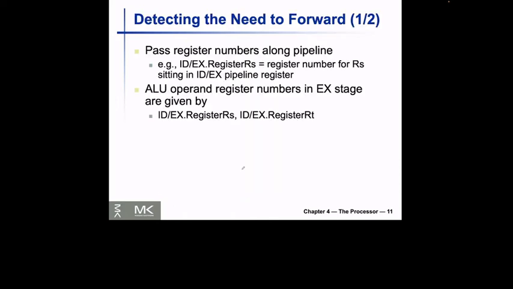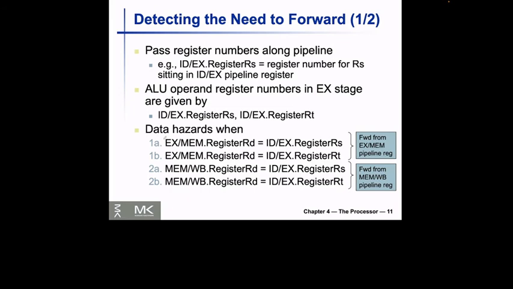All right, so let's see. This is sort of just like the thing I described, except that it's written down. If the RD in the previous instruction is the same as the RS or RT in the current instruction, there will be a data hazard. That's case number 1A and 1B. Case 2A and 2B are if the previous-previous RD is the same as the current RS or RT, there will also be a hazard.